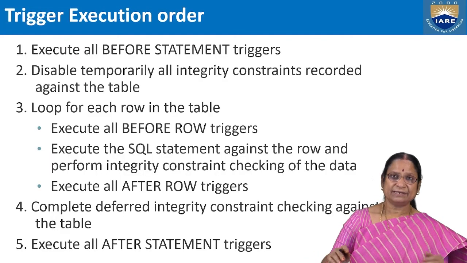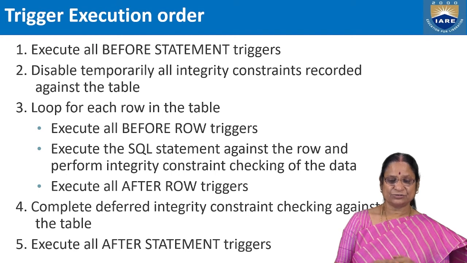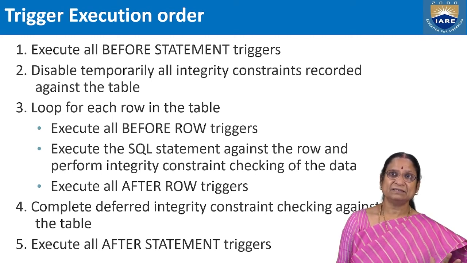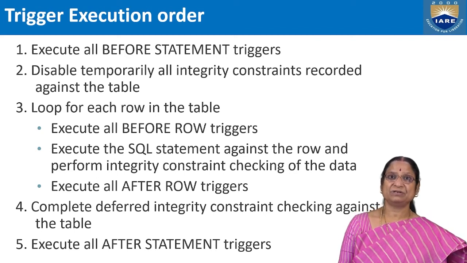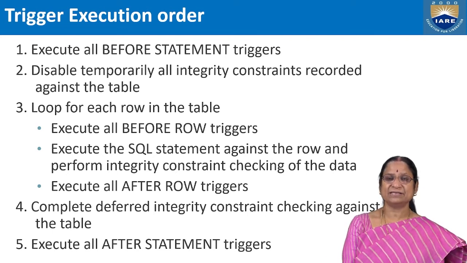So when we are executing the trigger, the order of execution is: first it executes all before statement triggers, then it temporarily disables all integrity constraints recorded against the table. Please observe that it temporarily disables the integrity constraints. Then it loops for each row in the table if it is a row level trigger. That means it executes all before row triggers, then executes the various triggers that will be there, which need not always be a single one.